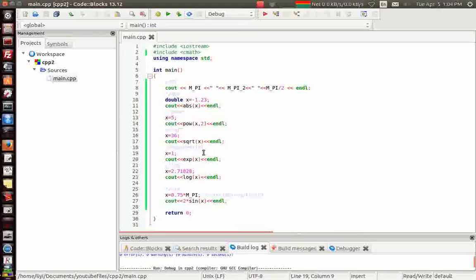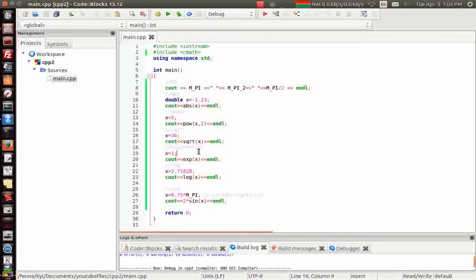The next one is the exponential function. For example, if you have x equal to 1, then the exponential function of 1 is the natural base, which is 2.71828.